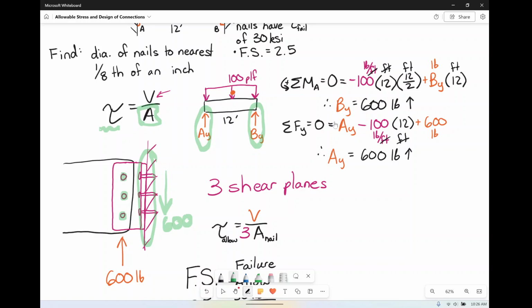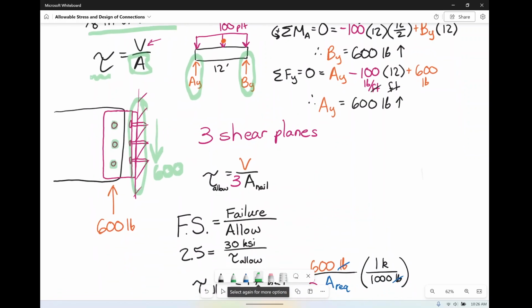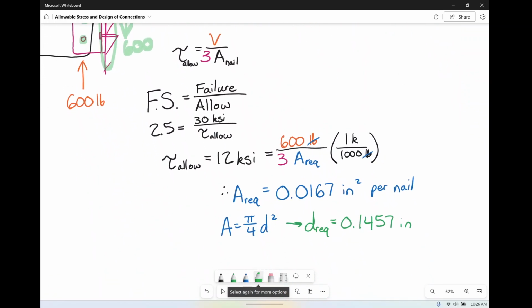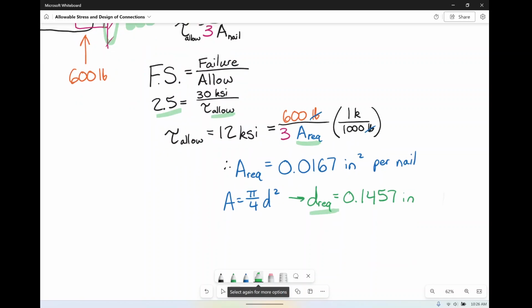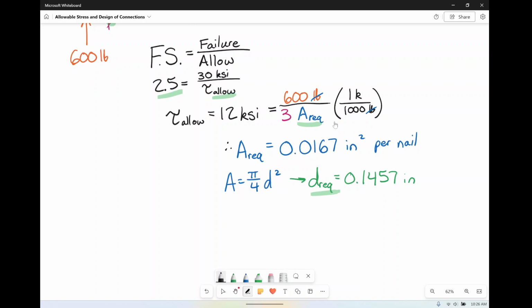This nearest eighth of an inch does not mean round to the nearest eighth of an inch, because the question is, do you round up or do you round down? And that is dependent, of course, on this entire string of things. We started with the factor of safety, we got a T allowable, from there we got an area required, from there we got the D required. So let's check it out. Let's do a little trial and error and see what happens.